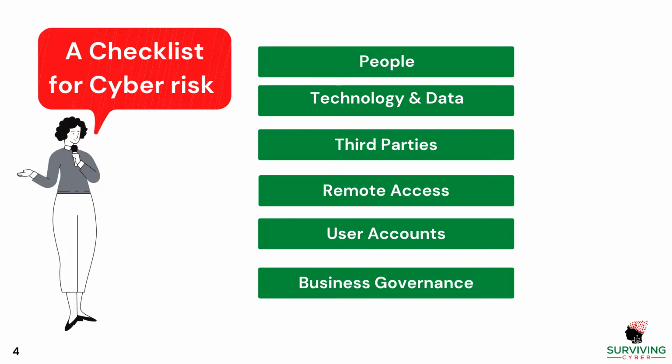Next, I'm going to consider a checklist covering people, technology and data, third parties, remote access, user accounts, and business governance. Businesses that have not taken steps to protect their organization against the risk of a cyber incident are taking a huge risk. Let's begin with some questions to ask ourselves about people.